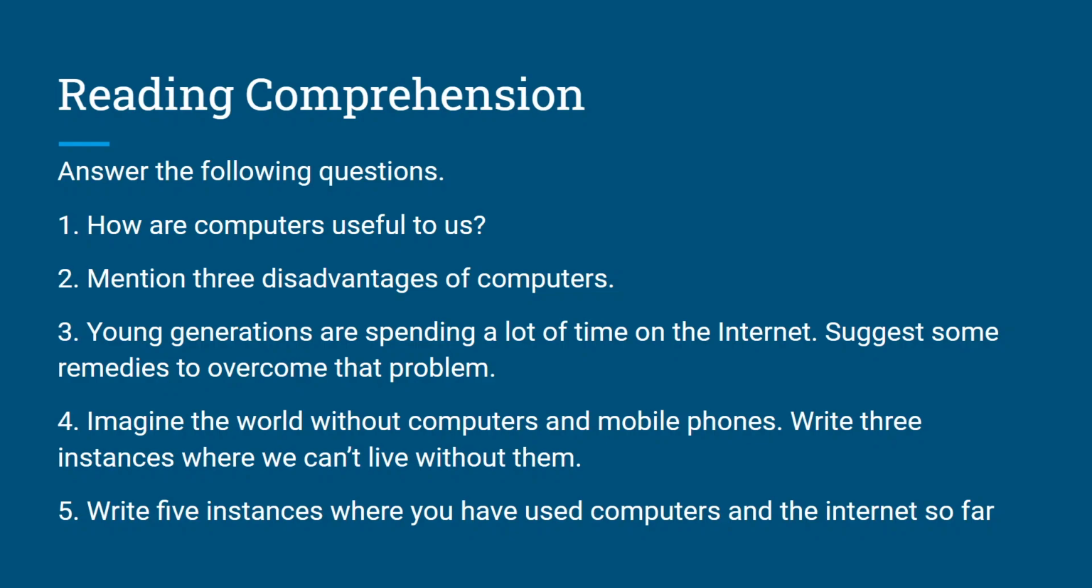Next, imagine the world without computers and mobile phones. Write the 3 instances where we cannot live without them. So this is also an imaginative question. So you have to imagine a place or a thing or something. We cannot live without computers and without mobile phones. So think about that. Next, write the 5 instances where you have used the computers and the internet so far. So in day-to-day life, we are using the computers and the mobile phone everywhere.